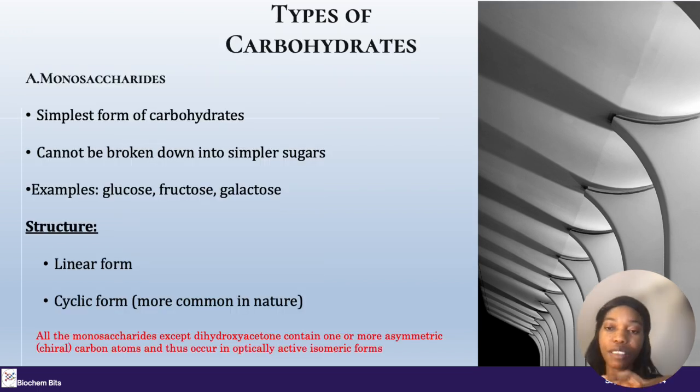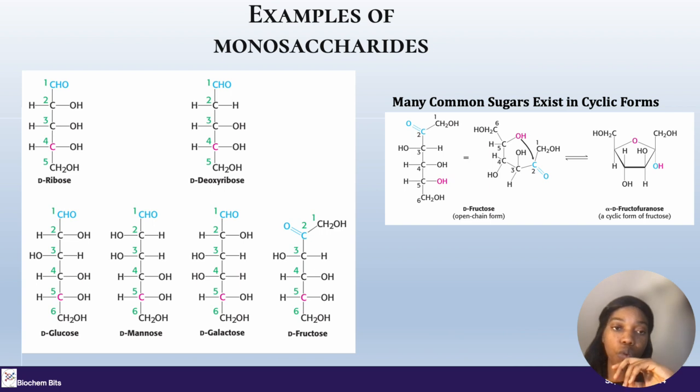Now let's talk about different types of carbohydrates, starting with monosaccharides. A monosaccharide is the simplest carbohydrate that can't be broken down any further. Examples are glucose, mannose, fructose, galactose, and it can exist in linear form as well as in cyclic form, but the most common in nature is the cyclic form. That's the Haworth projection when it is in water.